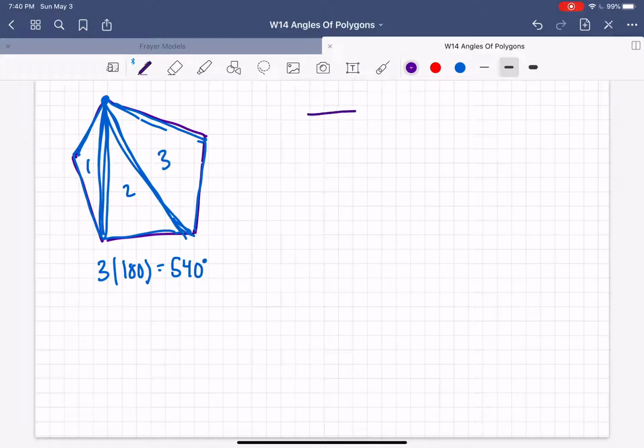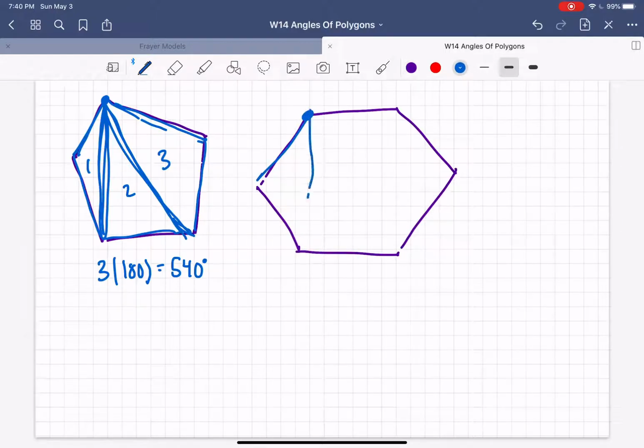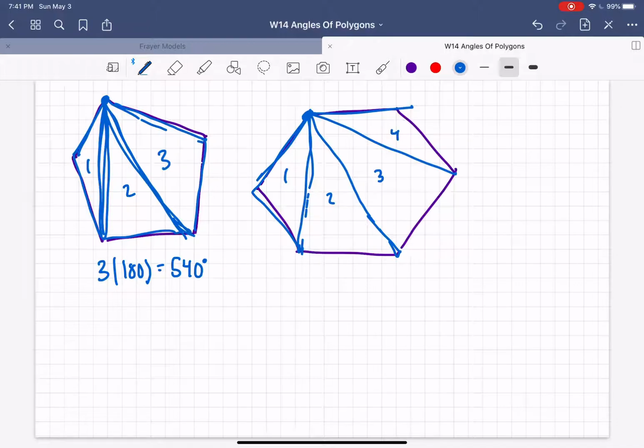What if I had a hexagon? All right, again, my method, pick one corner, connect that corner to all the other ones, and then count up how many triangles I have. I have 1, 2, 3, 4. So with a hexagon, I get 4 triangles times 180, which would be 720 degrees.